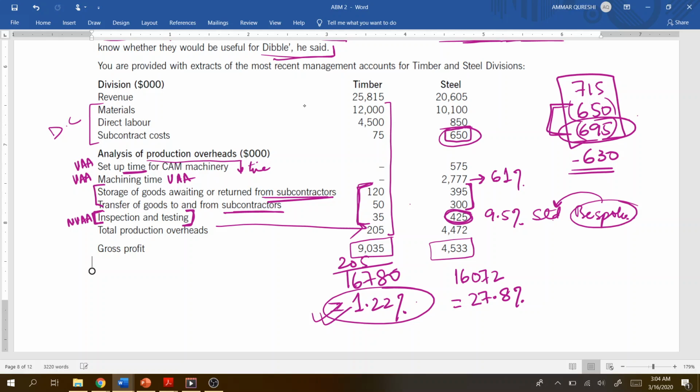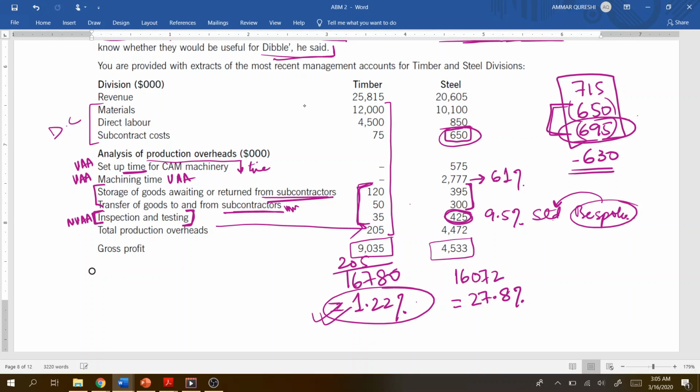Both of these costs are non-value added activities, so this cost can be eliminated if we do this job ourselves, and this cost will be minimized if we locate somewhere nearer to the factory, so that we can reduce the transfer cost. One more thing we can do is directly send our product from the subcontractor to the customer, if we want to do that.